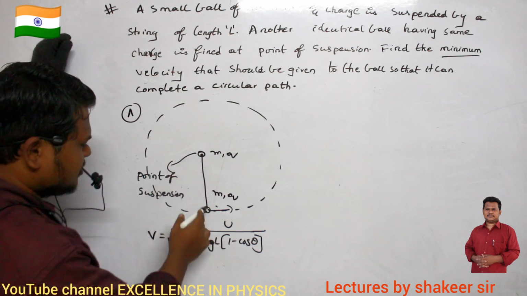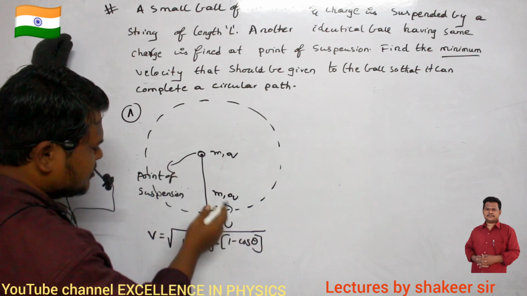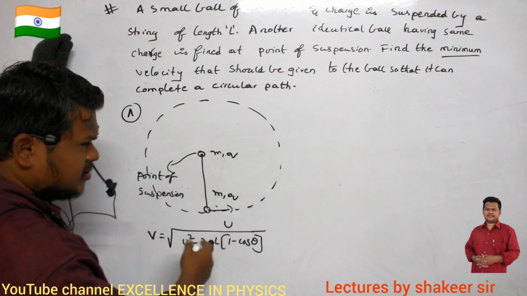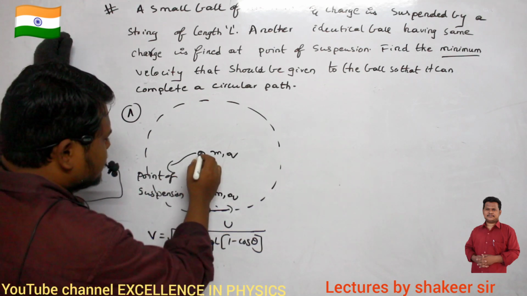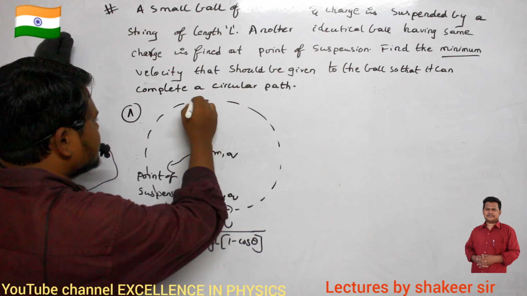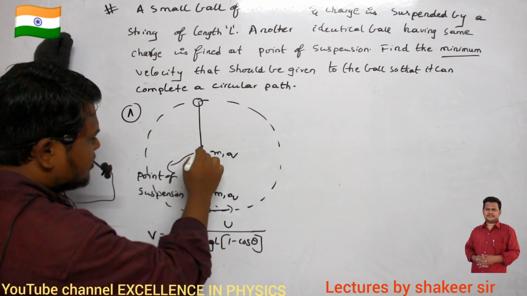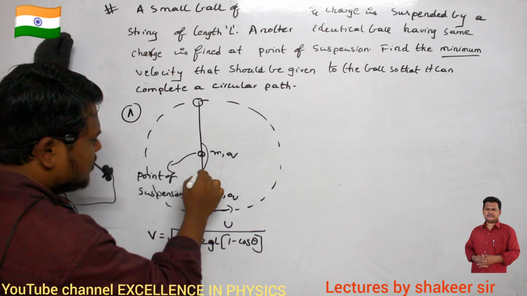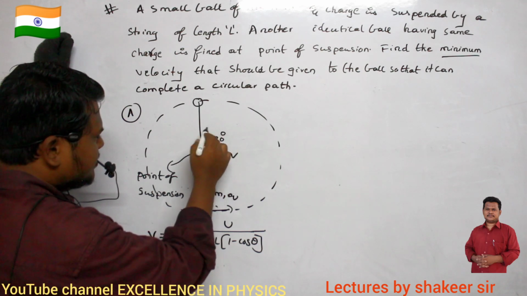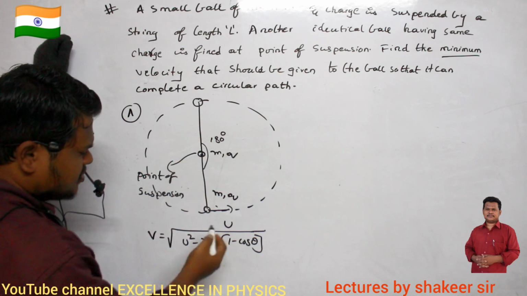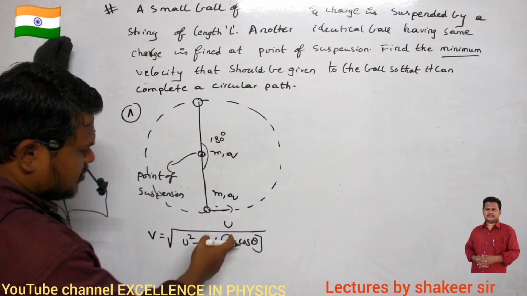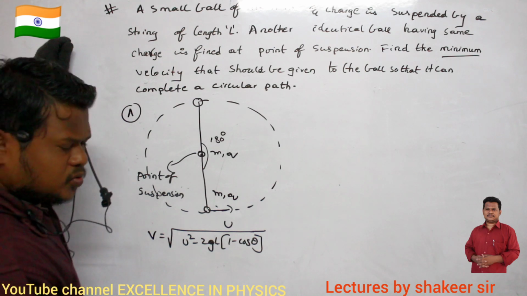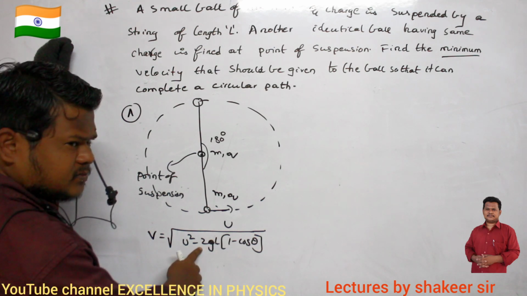L is the length of this string and theta is the angle, where I want to find out the final velocity of this body. Are you able to understand? If the body reaches the topmost position, then what is the total angle covered? The total angle will become 180 degrees. Clear? So cos 180 is how much? Cos 180 is minus 1. So 1 minus of minus 1 will become 2, and 2 into 2 will become 4.